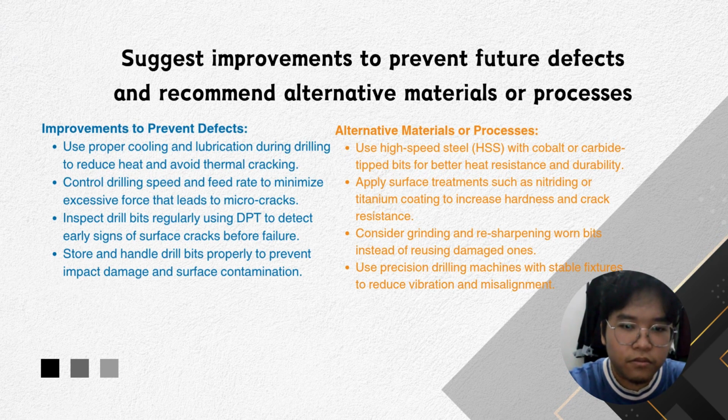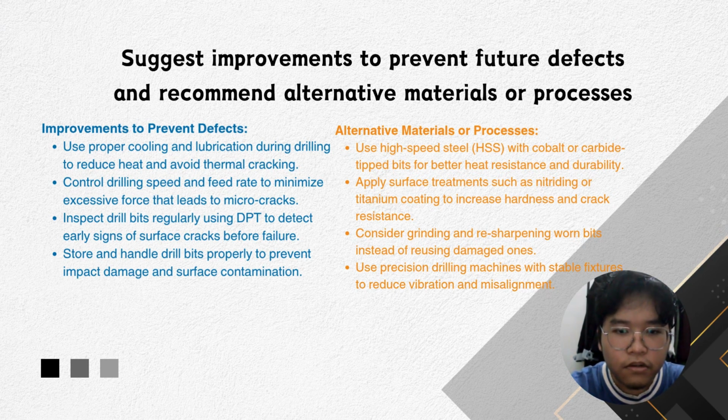Next are improvements to prevent defects, and alternative materials or processes. For improvements to prevent defects, use proper cooling and lubrication during drilling to reduce heat and avoid thermal cracking. Control drilling speed and feed rate to minimize excessive force that leads to micro cracks. Inspect drill bits regularly using dye penetrant testing to detect early signs of surface cracks before failure. Store and handle drill bits properly to prevent impact damage and surface contamination.